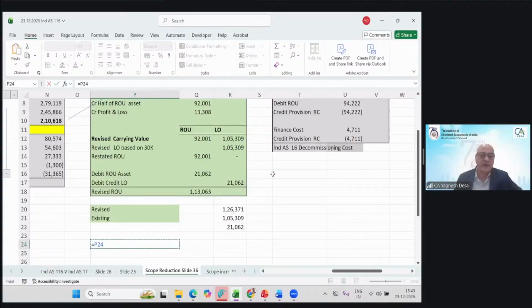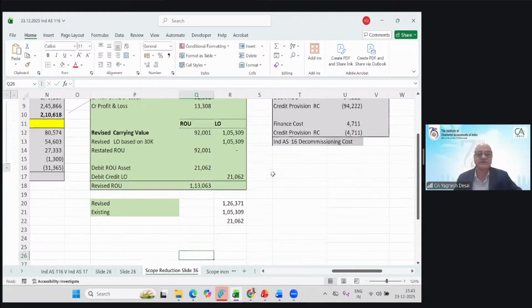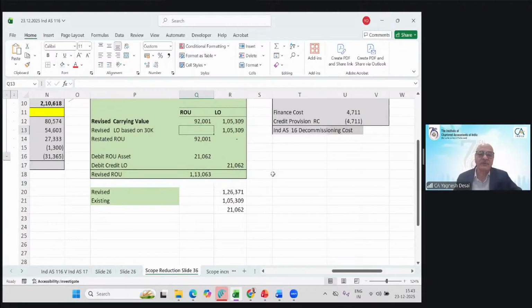Now what should be my ROU asset, sir? Just a minute, please. It was 92,001, but add 21,000. So my revised carrying value of the ROU asset is 1,13,000, whereas the revised carrying value of the lease obligation is 1,26,000. I'm going to share all these Excel sheets with you, sir. So the ROU will become 1,13,000 restated, and the revised lease obligation will be 1,26,000.